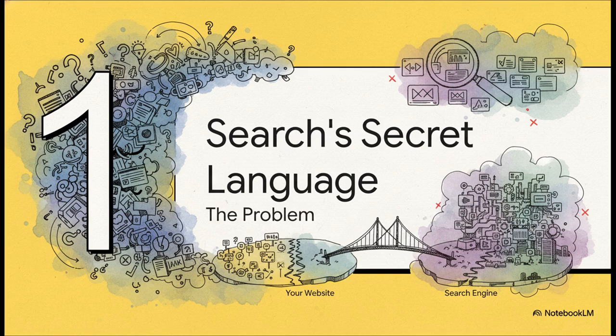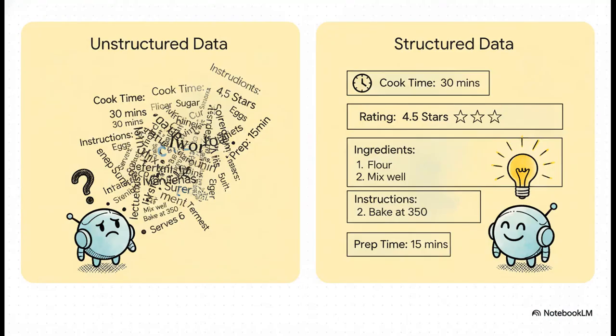The secret language. You see, right now, there's often this huge communication gap, a basic misunderstanding between what your website is saying and what a search engine is hearing. Let's talk about why. This right here explains it perfectly. On the left, you've got unstructured data. That's how a search engine sees most of the web. To you and me, it's a chocolate cake recipe, but to a machine, it's just a blob of words.